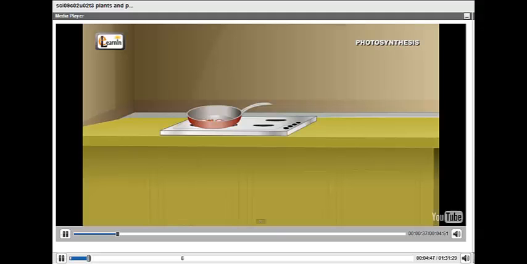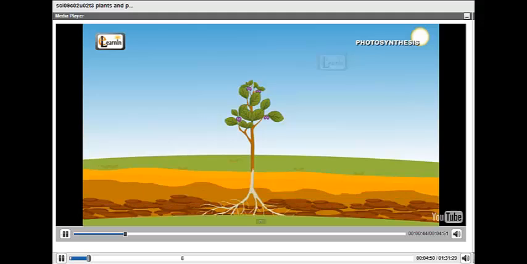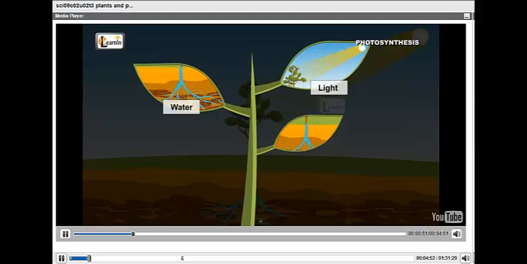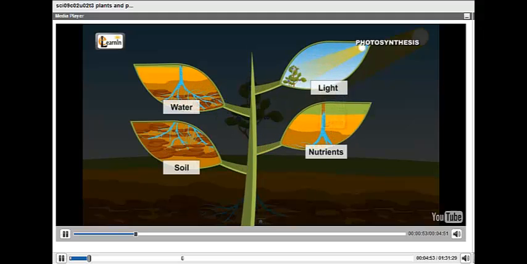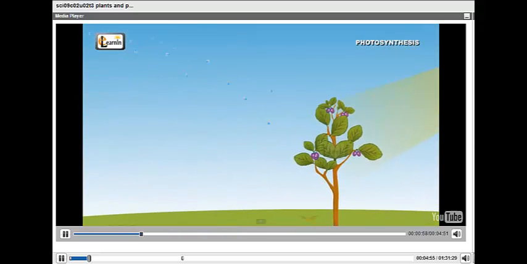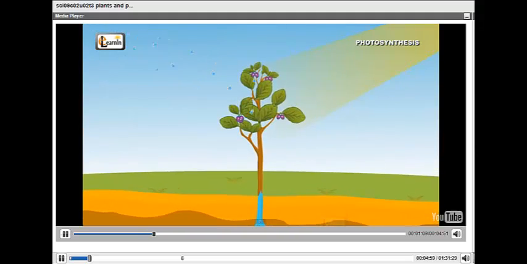When humans cook food, some essential things are required, including fire, water, vegetables, etc. Similarly, to make their food, plants also need some essential factors, including light, water, nutrients, soil, etc. Plants get light from the sun, water from the ground, and carbon dioxide from the air. All of these factors together help plants churn out their own food.